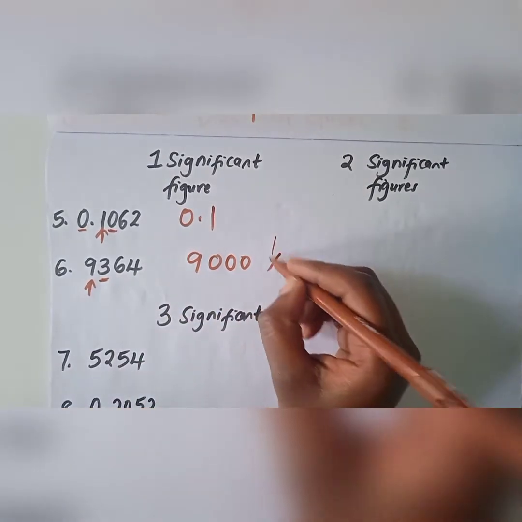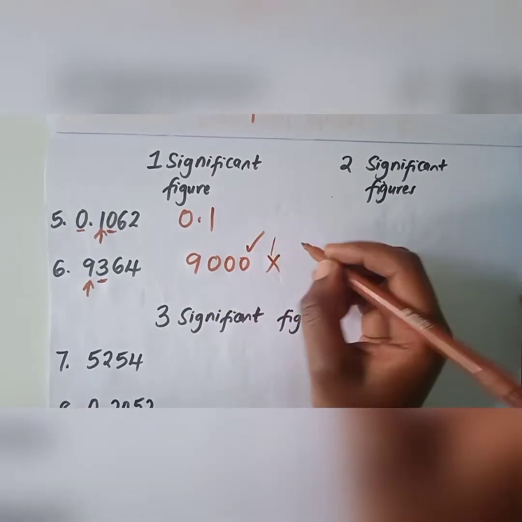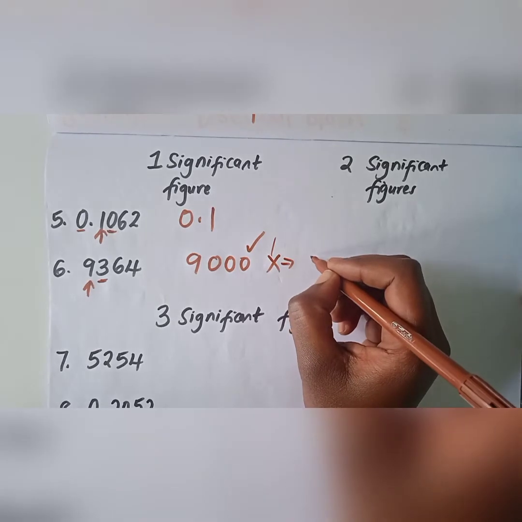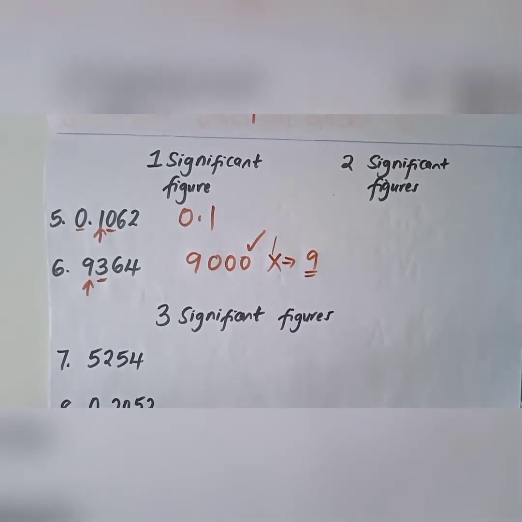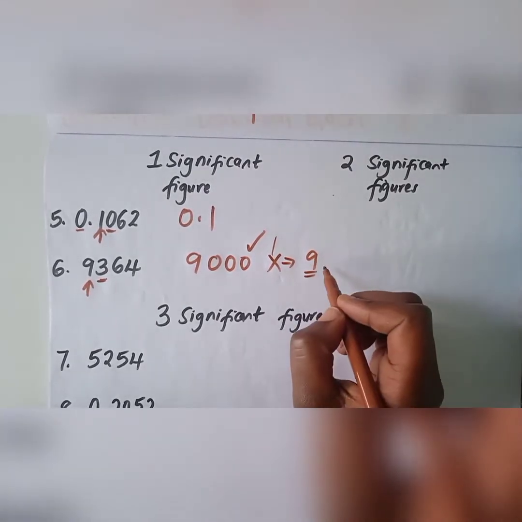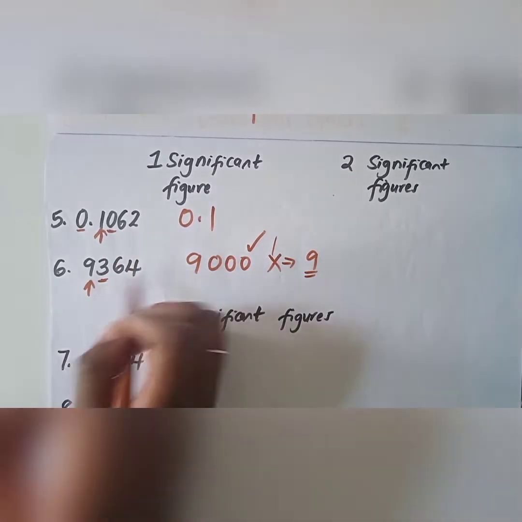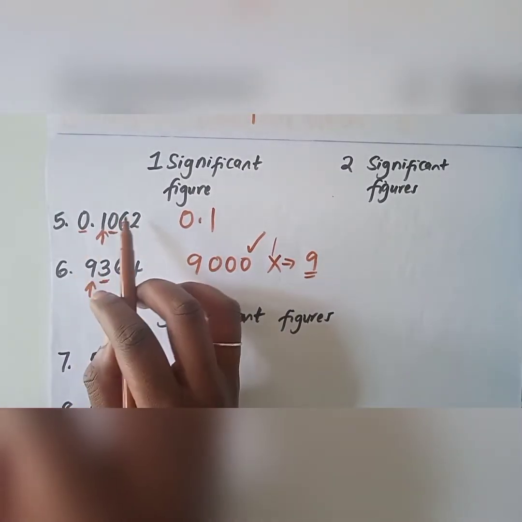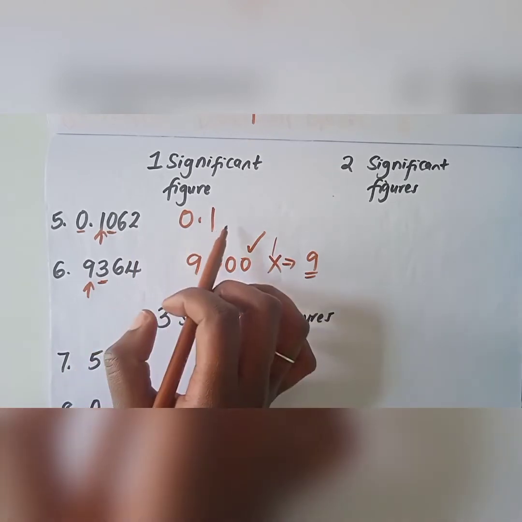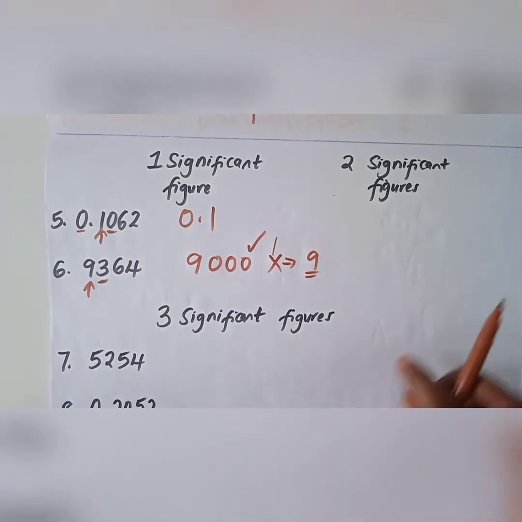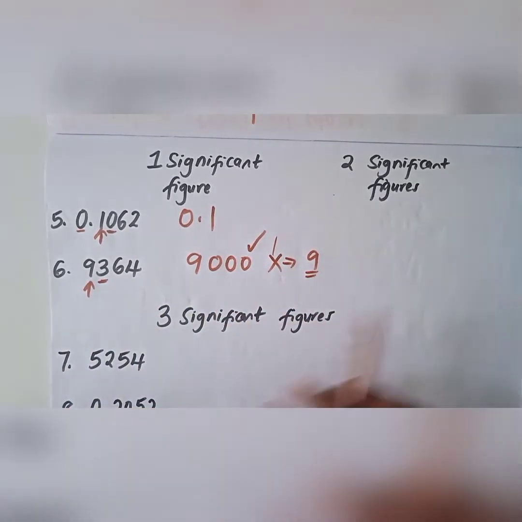So this one you can't write as 9. That's not the answer. You have to keep the zeros after because it's a whole number. But when it's a decimal number, you don't need to keep the other zeros. So the answer should be 9,000.